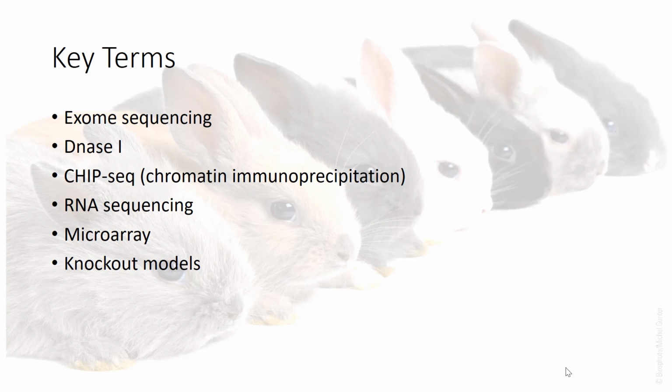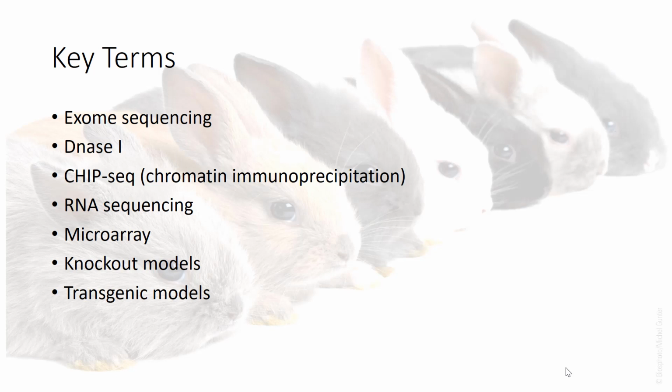And so one of those model types is called the knockout models. And here it sounds exactly like what it actually is. We knock out a specific gene, and then we look at the phenotypic effects of that knockout gene. So these are called knockout models.